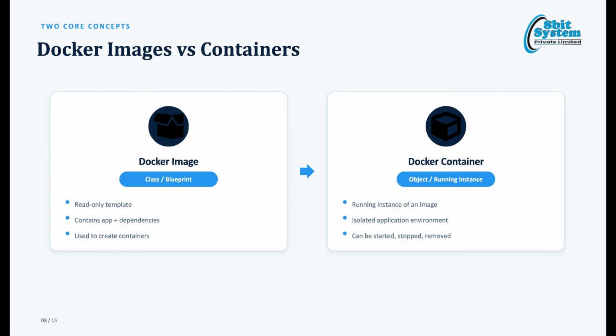A fixed template that describes your application, while a container is what happens when you actually use that blueprint to build something real. It's a live running copy of that image. You can create as many containers as you want from a single image, and each one runs on its own, separate from the others. In other words, a container is an instance of a Docker image.